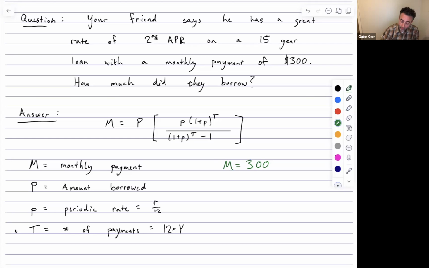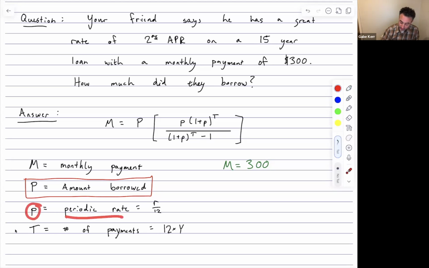P, the amount borrowed. Well, hold on a second. What are we being asked? How much did they borrow? We're being asked how much they borrowed, so we don't know that. It's an unknown, and it's our job to find out what it is. So this is unknown, and that's what we're going to find out. So hopefully the other two are known. Let's see if we can find out what they are.